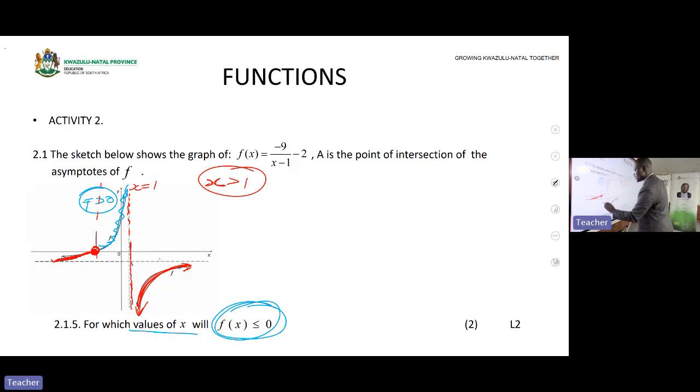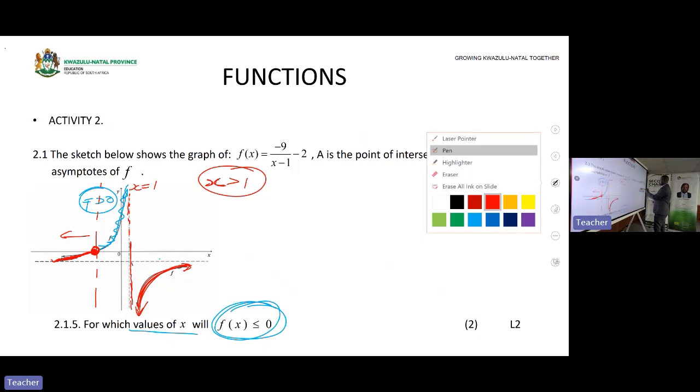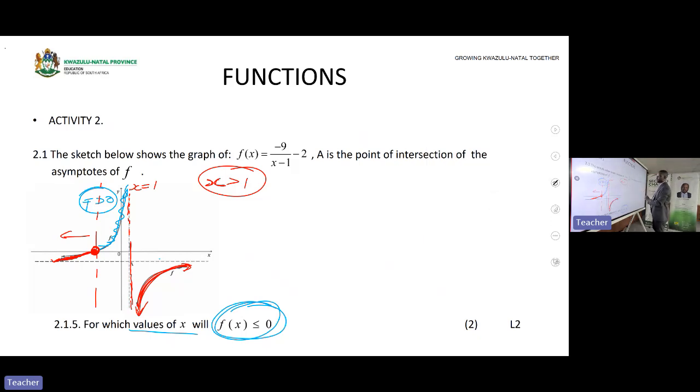Also, from this direction, you can see that the graph is below the x-axis until it reaches the x-intercept. So for us is to know the value of the x-intercept, then we will be able to determine which values of x. For the x-intercept, y is equal to 0.